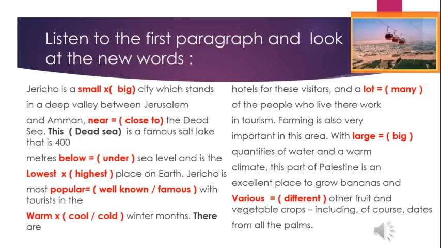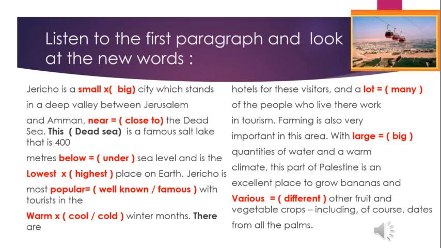Jericho is a small, okay, here is the picture of Jericho. Jericho is a small city, the opposite of small is big, which stands in a deep valley between Jerusalem and Amman. Who is the one that stands in a deep valley? It is located in a deep valley, Jericho. Where is this deep valley? It connects Jerusalem, the city of Al-Quds, and the city of Amman. Near the Dead Sea, close to the Dead Sea.